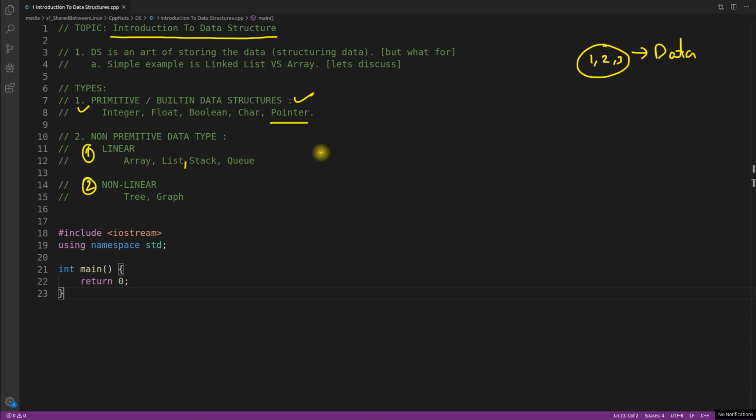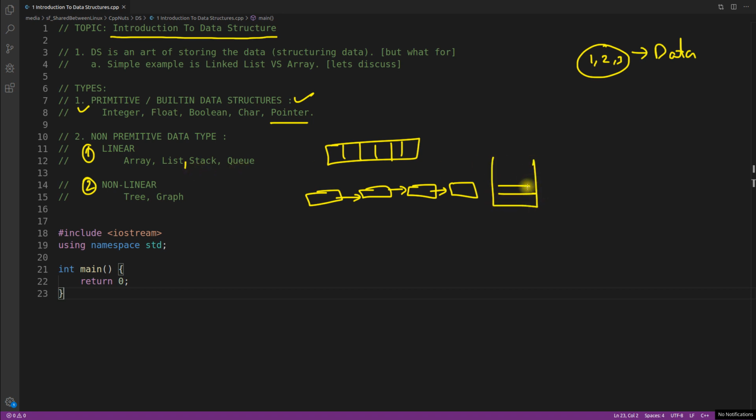An array, you would have seen, is like this. You store elements in sequence, and in a linked list also, it looks something like this, right guys? Yes, that also maintains a sequence. And stack also maintains a sequence. Queue also maintains a sequence. So there is a sequence in all the linear data structures.